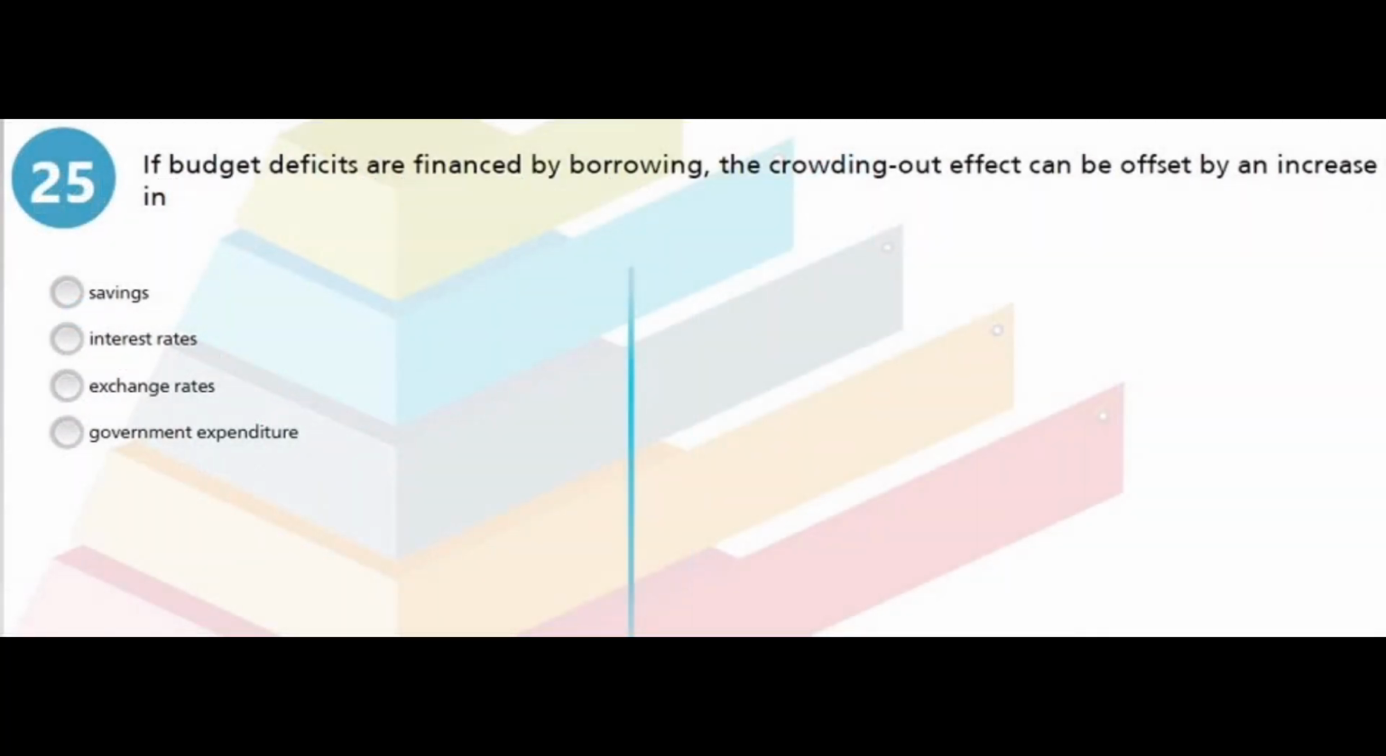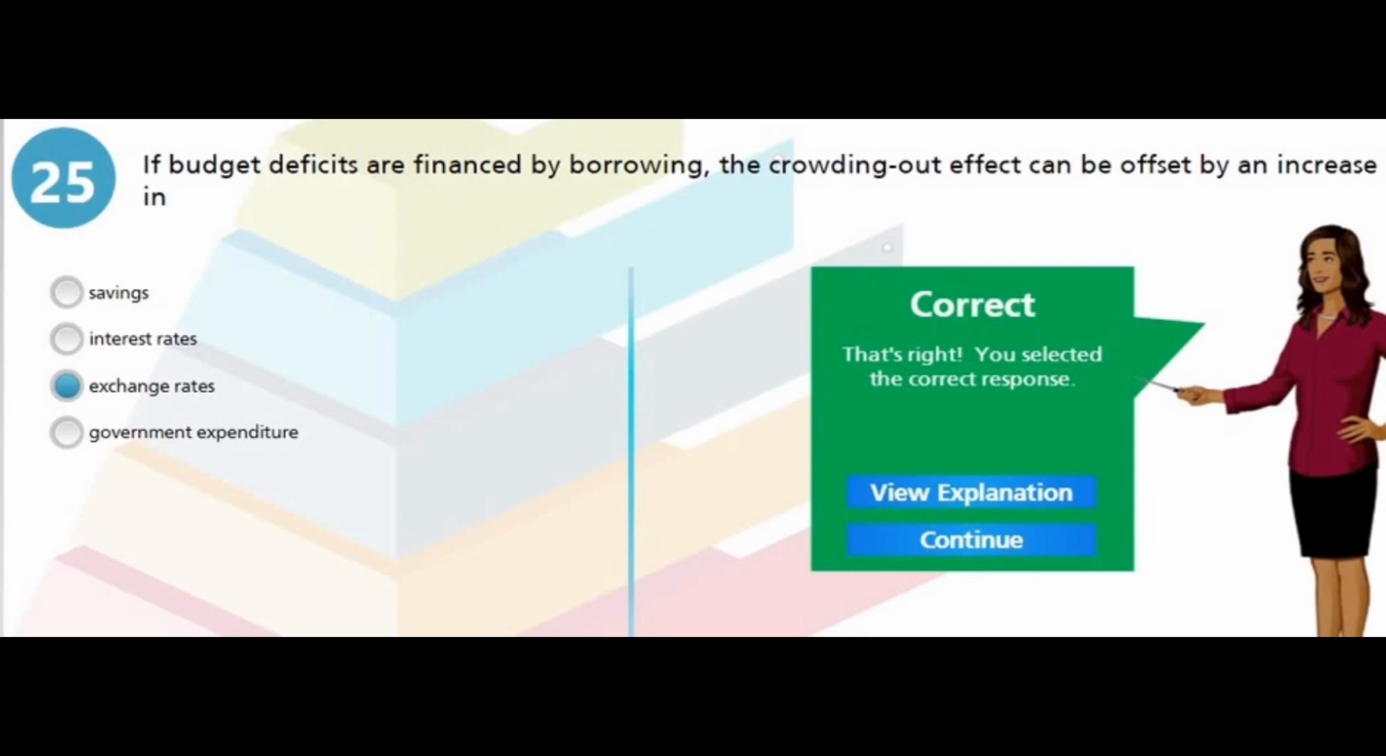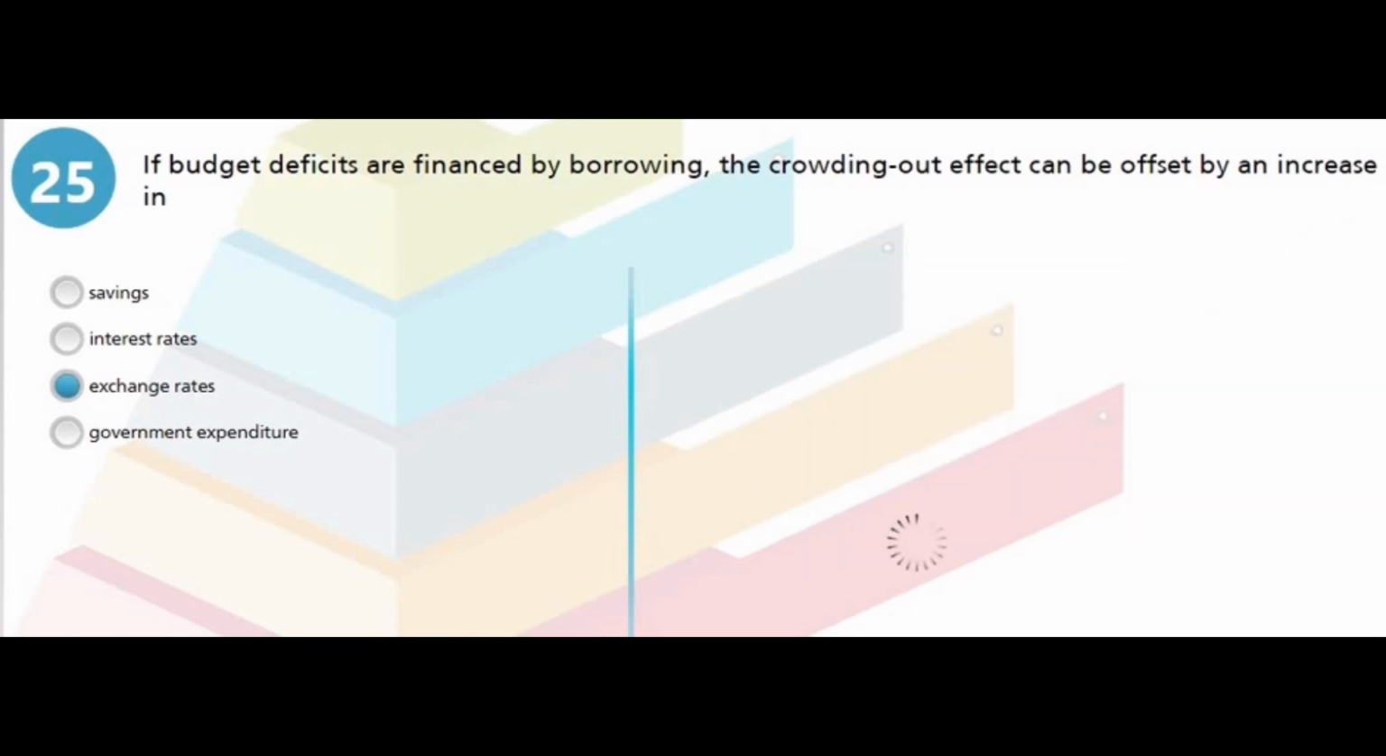Question 25. If budget deficits are financed by borrowing, the crowding out effect can be offset by an increase in A, savings, B, interest rates, C, exchange rates, and D, government expenditures. The right answer is exchange rate. Crowding out means the possibility that an increase in one form of spending may cause another form to fall. So the crowding out effect of financing deficit budget by borrowing can be addressed by increasing exchange rate in order to maintain favorable balance of payment in the economy. So that was why I picked that as my answer.